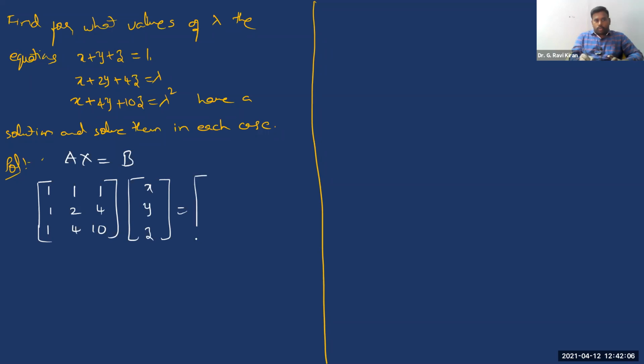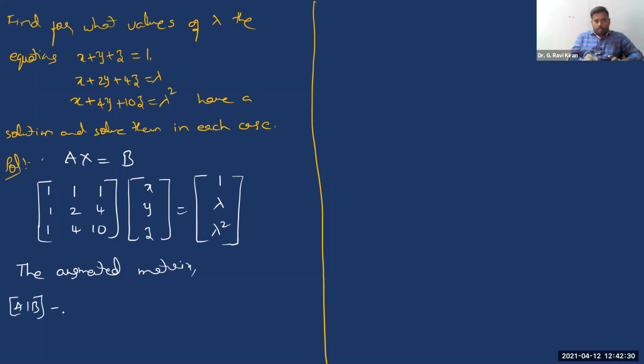Then it is equal to the right-hand side values. They are 1, lambda, and lambda square. Right now, this is the matrix form, and from here, as usual, as we did in the previous case, I'm taking what we call the augmented matrix. So if you take its augmented matrix, as you know, it is AB, correct?